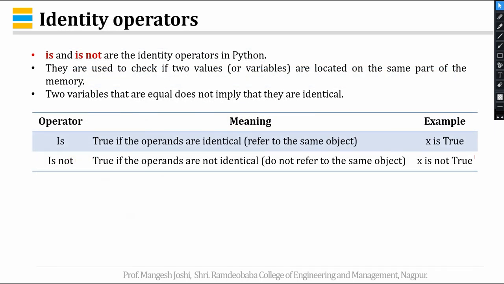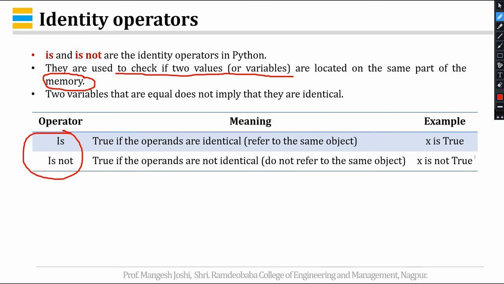So the next type of operators are identity operators. There are two types of identity operators, that is "is" and "is not". These identity operators are used to check whether two values or variables are located on the same part of the memory. So it has nothing to do with the value; it refers to the memory. Two variables that are equal does not imply they are identical. Let us see with this meaning the "is" operator.